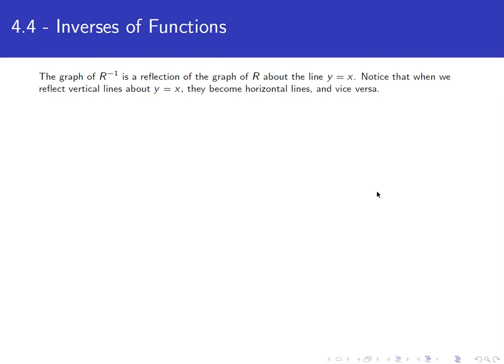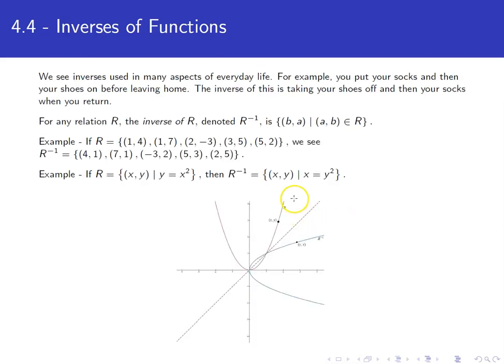One thing that we notice when we do this reflection is that if we reflect a vertical line about the line y equals x, it becomes a horizontal line, and vice versa. Let me go back up to that graph. If I imagine a vertical line going this way, if I reflect about the line y equals x, it becomes a horizontal line going this way. Because if you think about reflection, if it's coming in at a 45-degree angle, it's going to go out at a 45-degree angle again. And then vice versa, if I take a horizontal line, it's going to reflect to a vertical line.